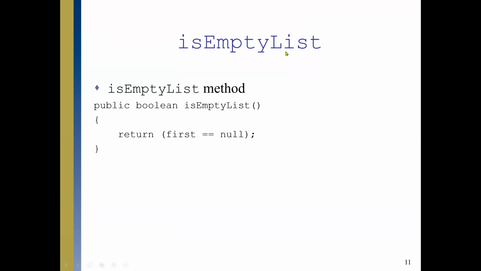So to check if a list is empty, all we need to do is check if the first node points to null. Remember in the theory, we said that the first node is the special node that normally points to the first element in the linked list. So if first equals null, that means there's nothing, there's no element in the linked list.